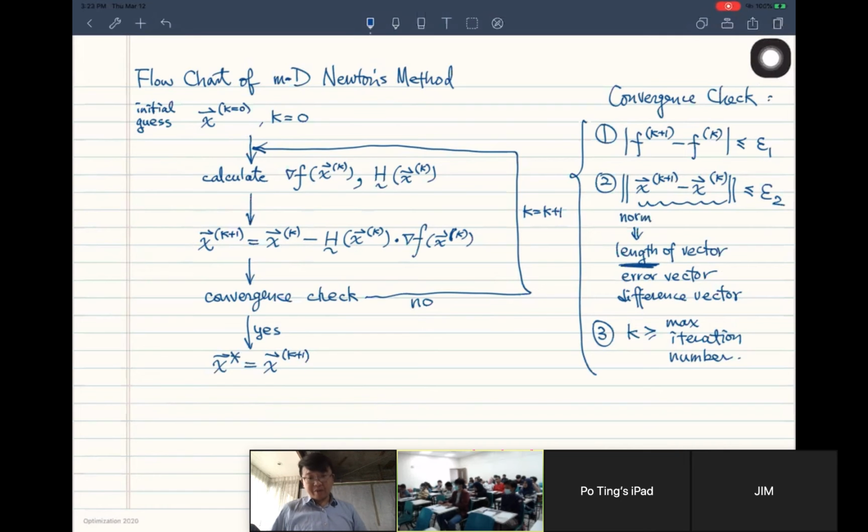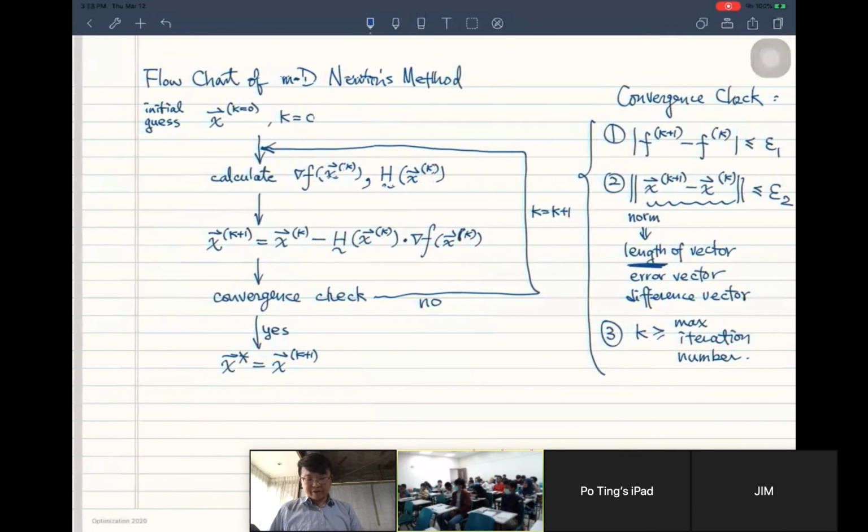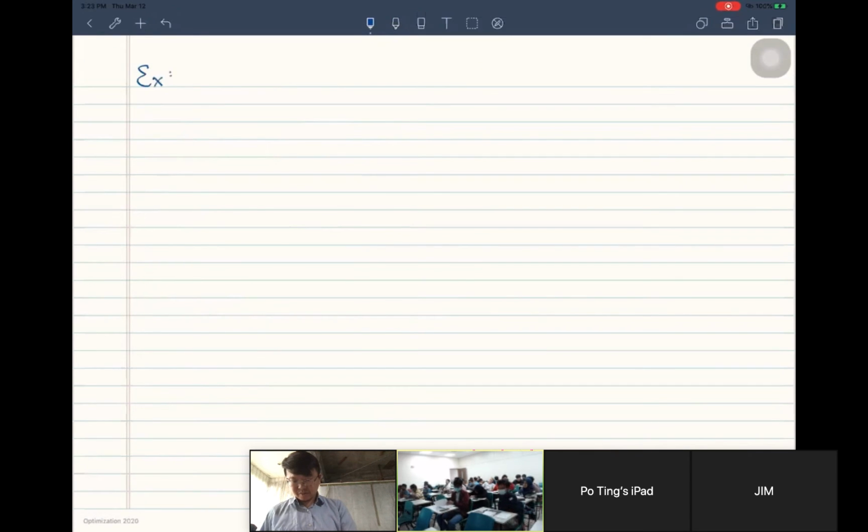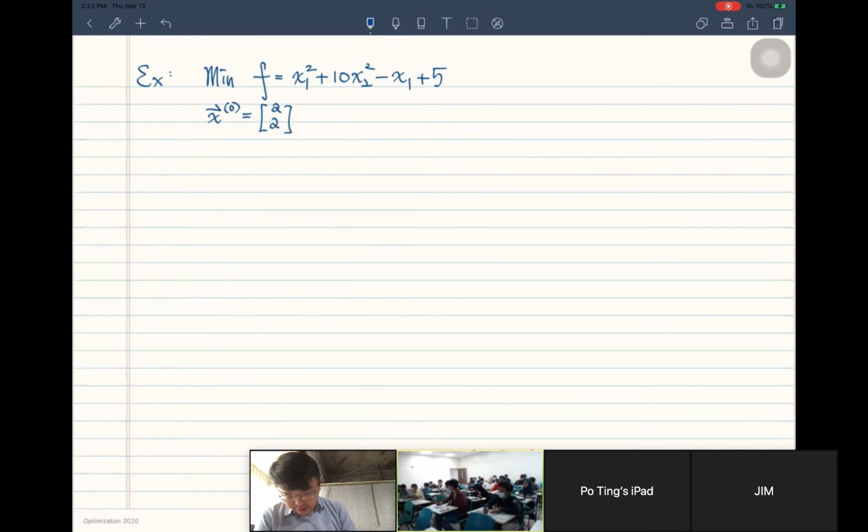Okay, so I think now it's time for me to show you an example, a very simple one, and I tell you the homework. So example. If I want to minimize f equals x1 squared plus 10x2 squared, how about let's do minus x1 and plus 5. Okay, something like that. So let me do an initial guess. Let's say 2, 2. I don't know what the answer is. Of course, I can try to eyeball it, but I'm not going to do it. Just solve.